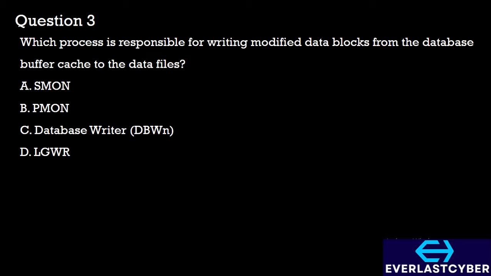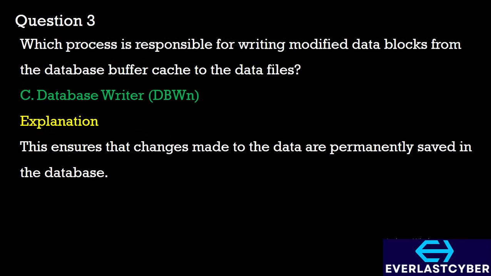This process works asynchronously, meaning that it writes to the data files periodically but not immediately after each change. In option D, the log writer process writes redo log entries from the redo log buffer to the redo log files. It ensures that changes are effectively logged for recovery purposes, but it does not write data blocks to data files. So we'll be going with option C here. The process responsible for writing modified data blocks from the database buffer cache to the data files is the database writer.